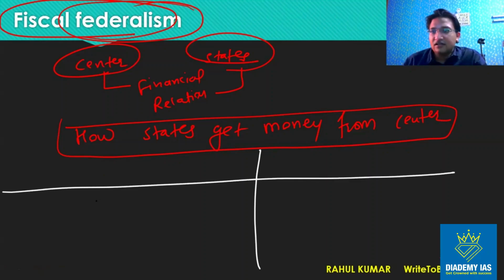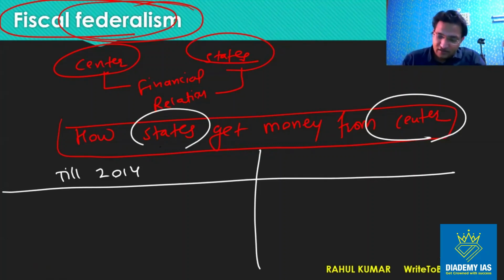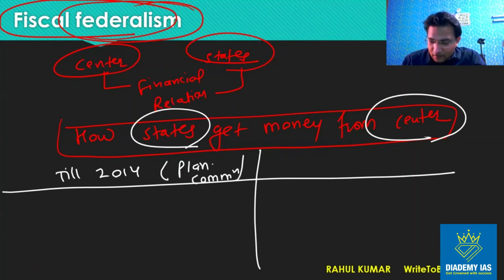So we can divide this transfer mechanism in two eras. That is, till 2014, what were the different mechanisms which were used to transfer the money from the center to the state, right? So this was the time of planning commission. So at this time, planning commission used to work.